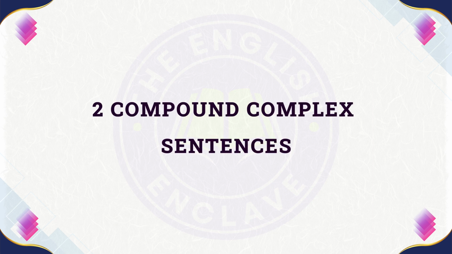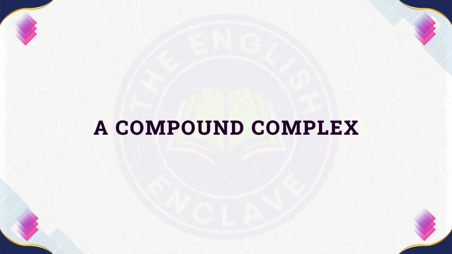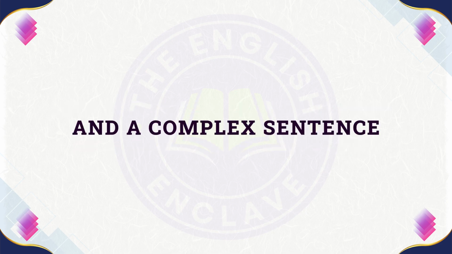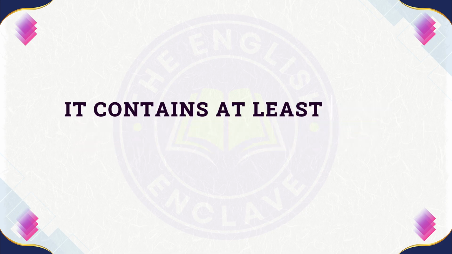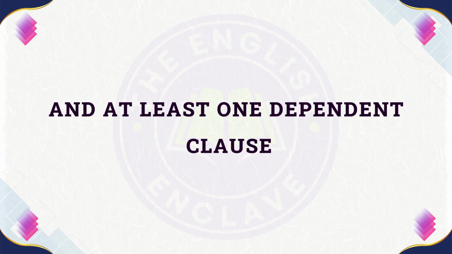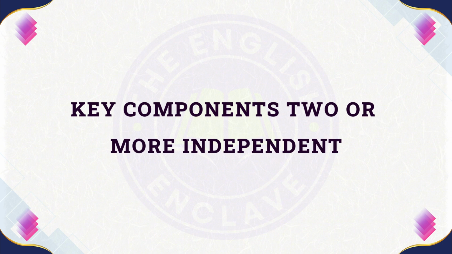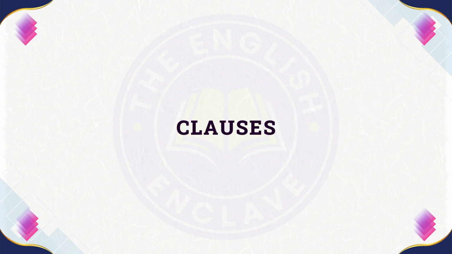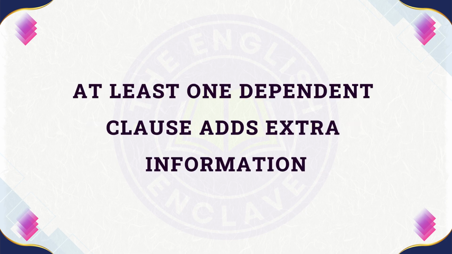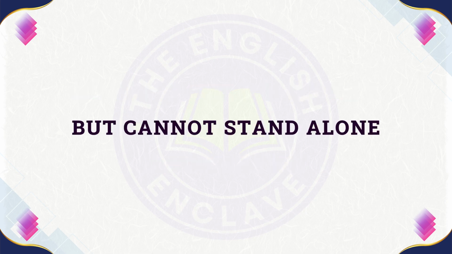2. Compound complex sentences. A compound complex sentence is a combination of a compound sentence and a complex sentence. It contains at least two independent clauses and at least one dependent clause. Key components: two or more independent clauses, complete thoughts that could stand alone as sentences. At least one dependent clause adds extra information but cannot stand alone.